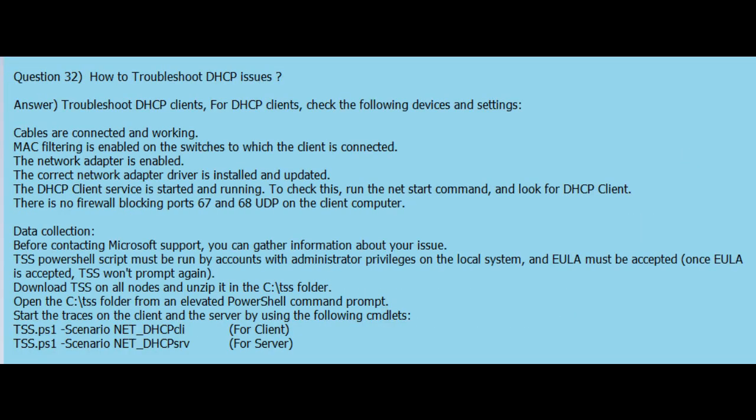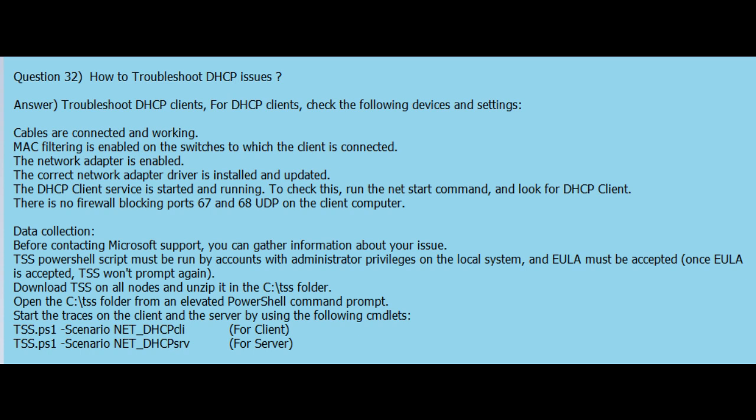Question 32. How to troubleshoot DHCP issues? Answer. Troubleshoot DHCP clients. For DHCP clients, check the following devices and settings. Cables are connected and working. MAC filtering is enabled on the switches to which the client is connected. The network adapter is enabled. The correct network adapter driver is installed and updated.